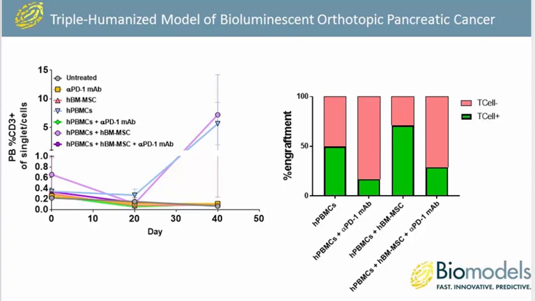We found that we had engraftment regardless of MSCs when we put in the PBMCs. However, when we treated early with the anti-PD-1 antibody, the antibody treatment almost completely prevented engraftment. So this was an interesting result, and it agrees with some of the other literature coming out at the moment.